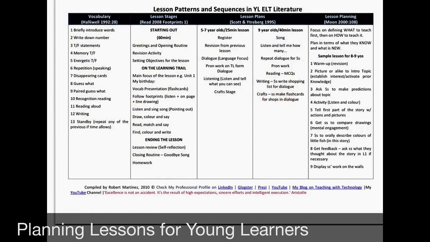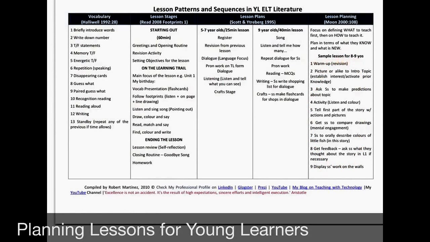Now, Jane Moon, also very famous, says basically that focus on defining what to teach is more important than anything, that you should start with the what, identifying the what, and then the how. So that's when you're planning your lesson. And then plan in terms of what they need, what they know, and what is new. There's no point in telling them what they already know. Now, a sample lesson for 8 to 9-year-olds, she suggests these 9 stages.